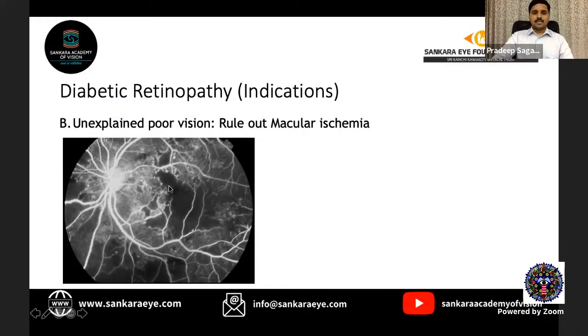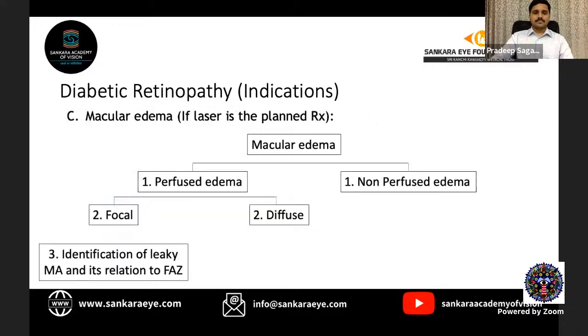As we can see over here, in this case, on fundus examination, there was no macular edema and no significant abnormality which can explain the poor vision, but fluorescein angiography showed a distorted foveal vascular zone which confirms presence of macular ischemia. Nowadays, OCTA is being used for establishing the diagnosis of macular ischemia rather than fluorescein angiography.